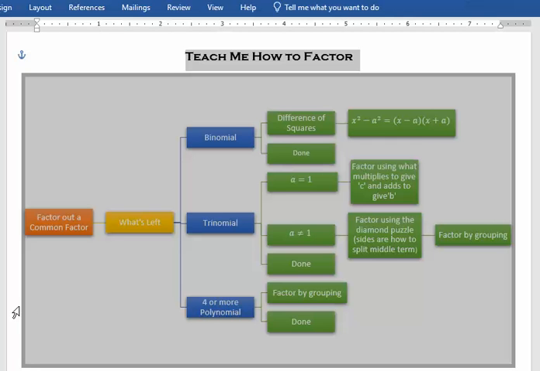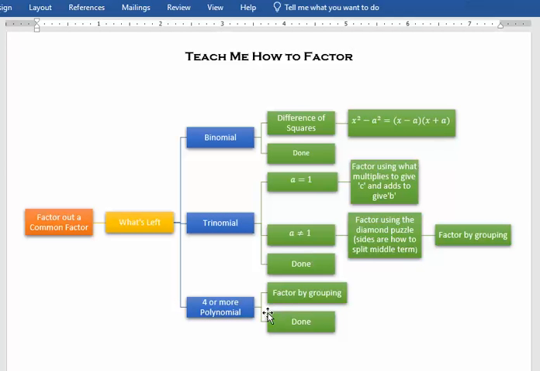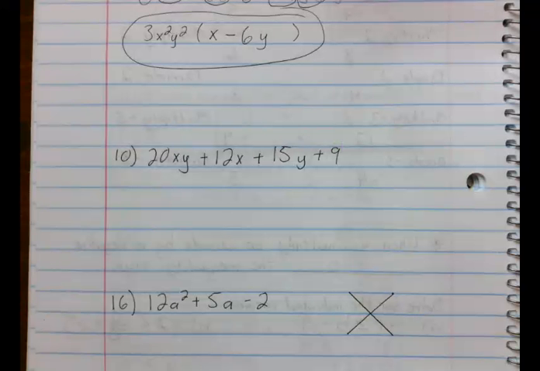So with what's left, how many parts do we have? And we have 4 or more. So that's going to be a polynomial. With that, we have 2 things that we're going to try. Number 1 is factor by grouping, and the other one is that we're done. We can't do anything with it.